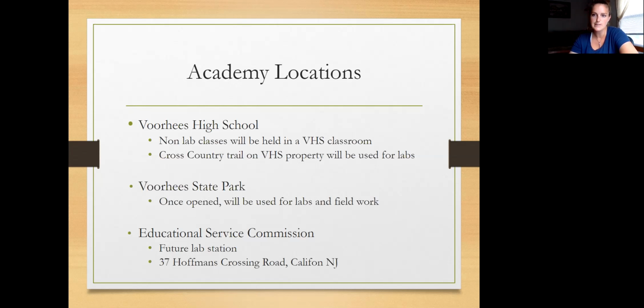Locations for this school year is a little bit different than in the past. We will primarily be at Voorhees High School this year due to COVID and due to the change in scheduling. We can't make it to the ESC this year just because we don't have enough time. We will be doing our labs, if Voorhees State Park opens up again, over at Voorhees State Park. It's actually a pretty perfect location for labs. But until then, there's a trail system right behind Voorhees High School that goes down to the Columbia Trail, and we'll be staying on Voorhees property, but we will be doing labs back there.